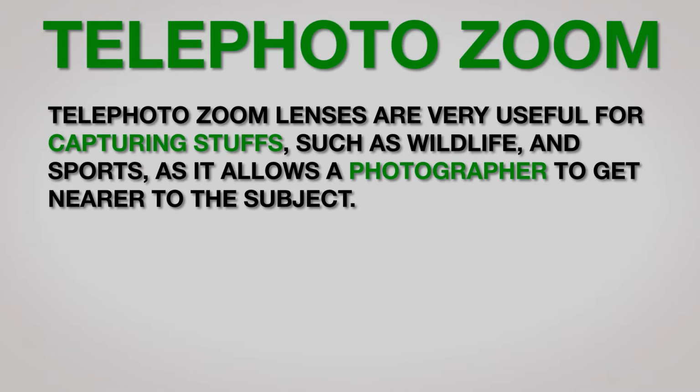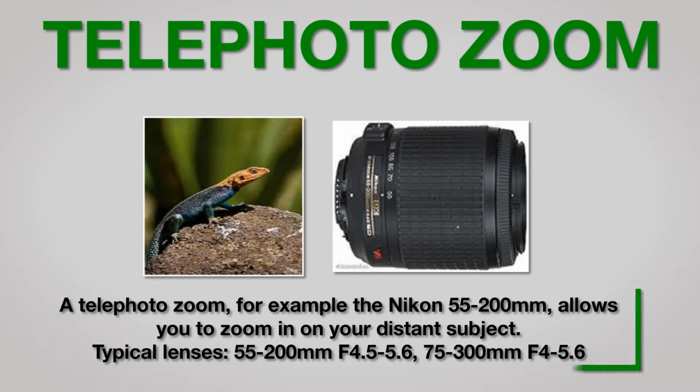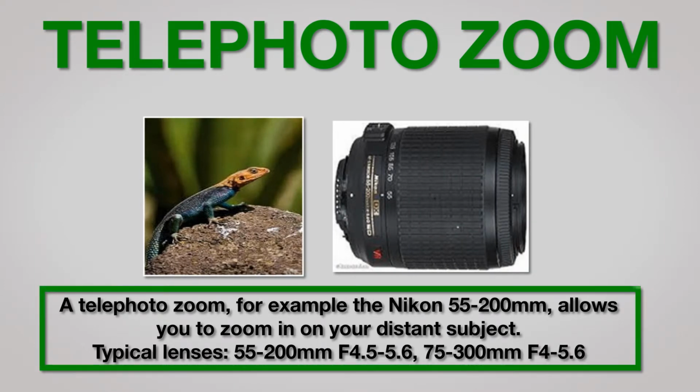Telephoto zoom. Telephoto zoom lenses are very useful for capturing things such as wildlife and sports, as they allow a photographer to get nearer to the subject. A telephoto zoom, for example the Nikon 55 to 200 mm, allows you to zoom in on your distant subject. Typical lenses: 55 to 200 mm f4.5 to 5.6, 75 to 300 mm f4.5 to 5.6.